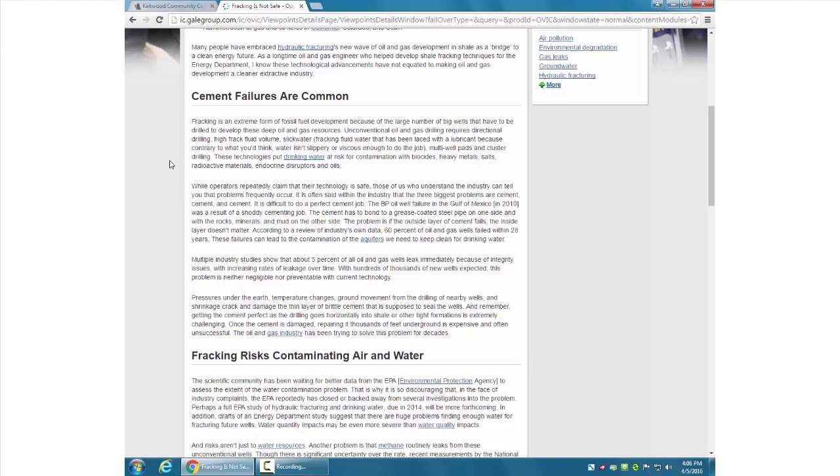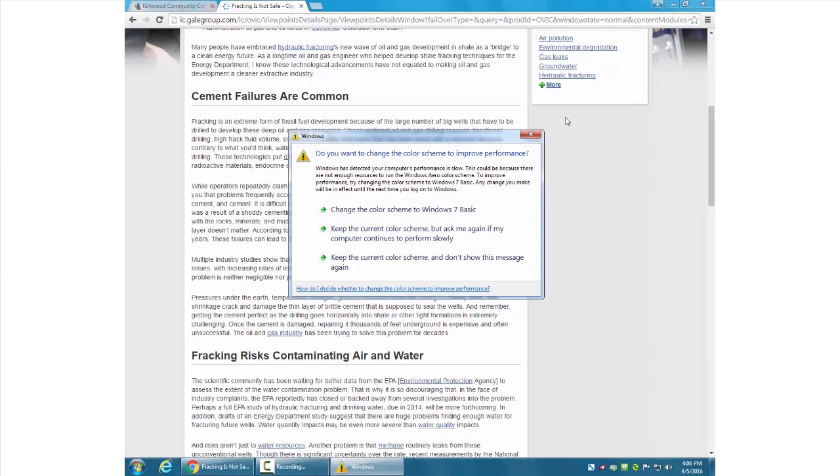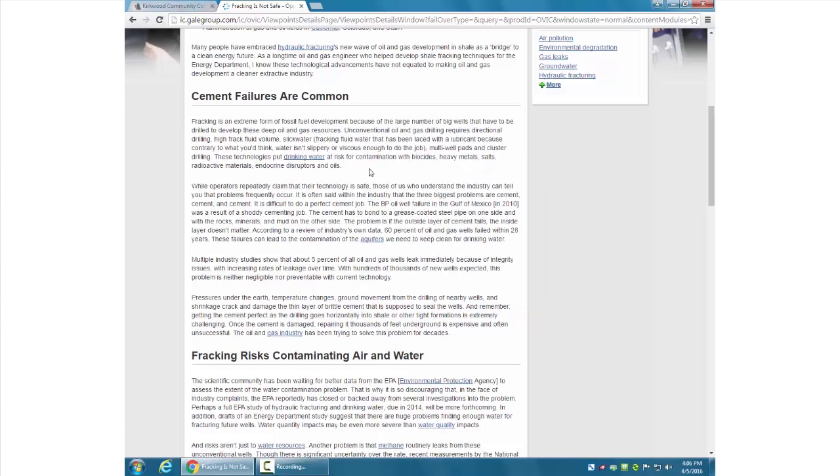These technologies put drinking water, I'm going to keep the cursor from there, at risk for contamination with biocides, heavy metals, salts, radioactive materials, endocrine disruptors, and oils. And think about how this sentence would be different if he just put the period there and ended it there, rather than adding that list. While operators repeatedly claim that their technology is safe, so again he's looking at the counter-argument, those of us who understand the industry, that's rhetorical language, can tell you that problems frequently occur.